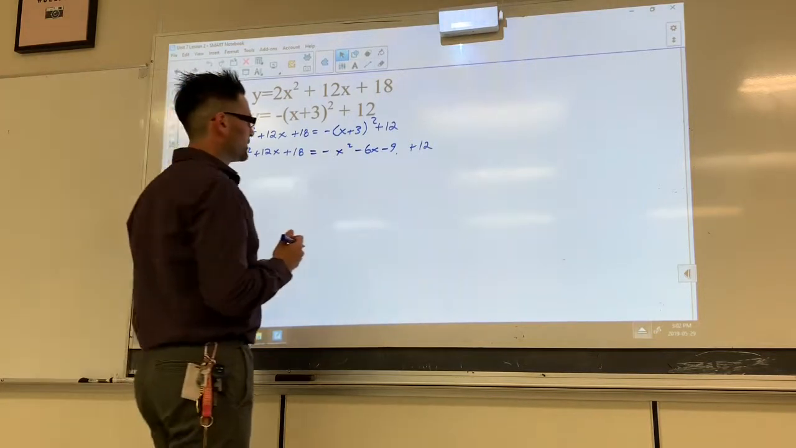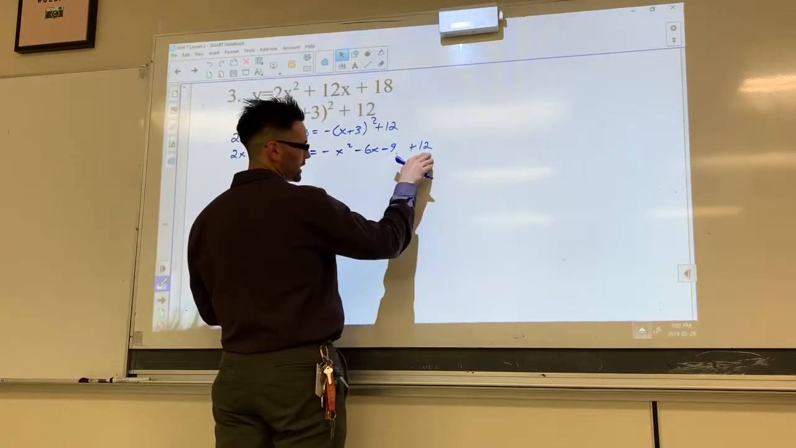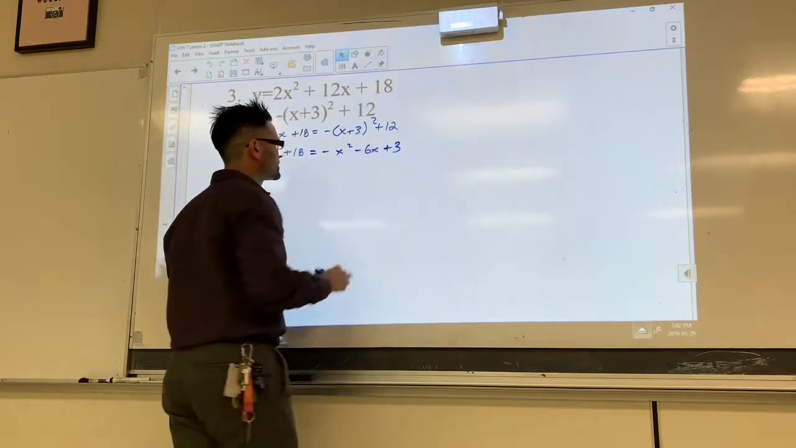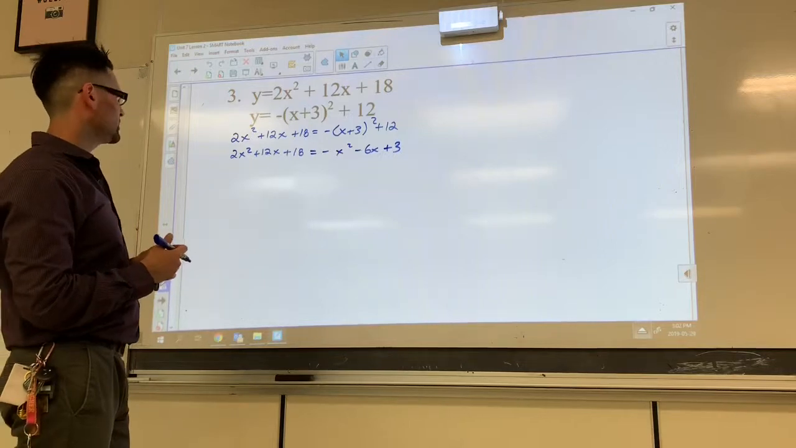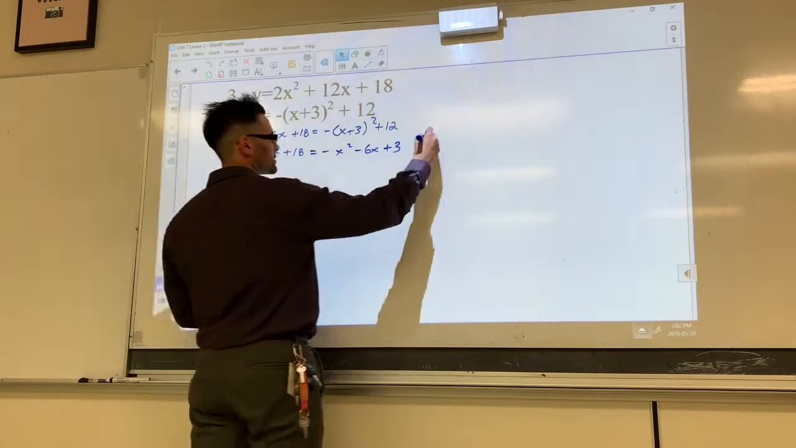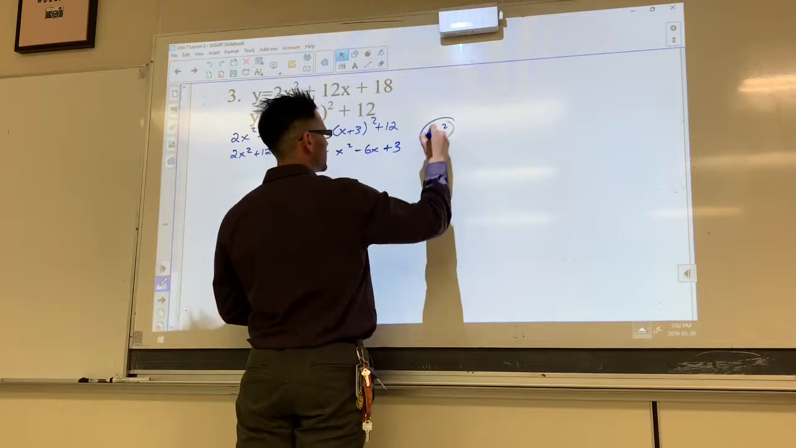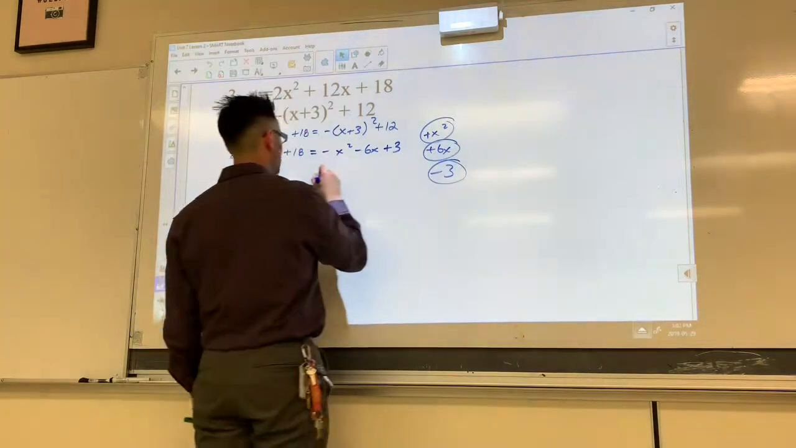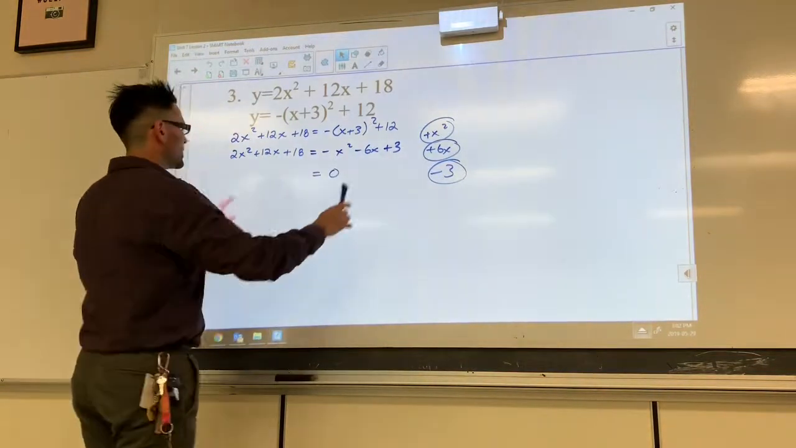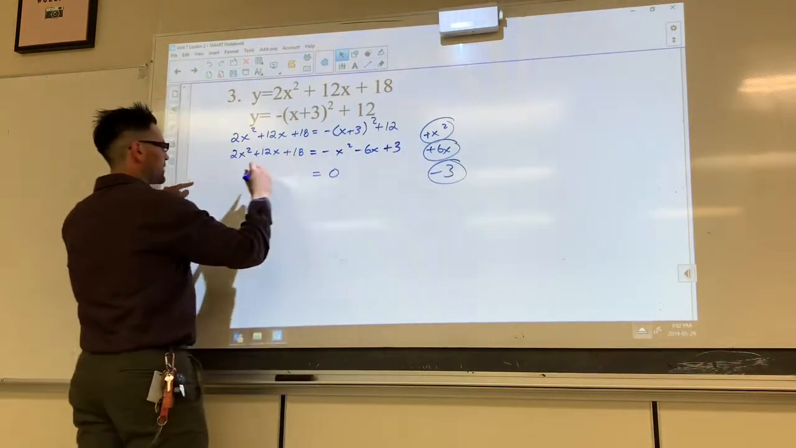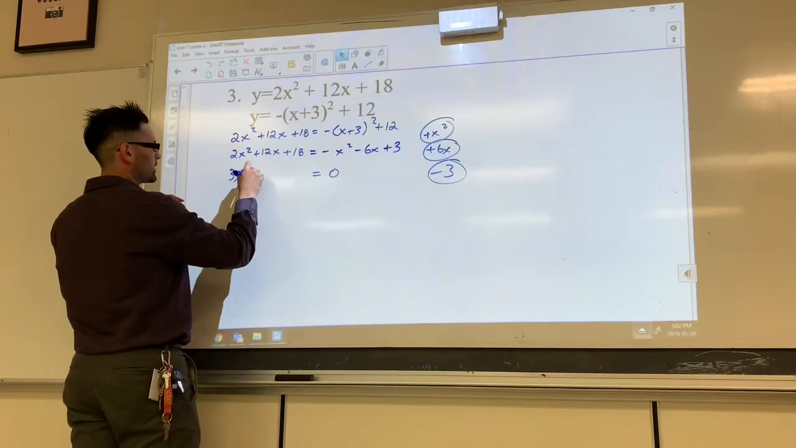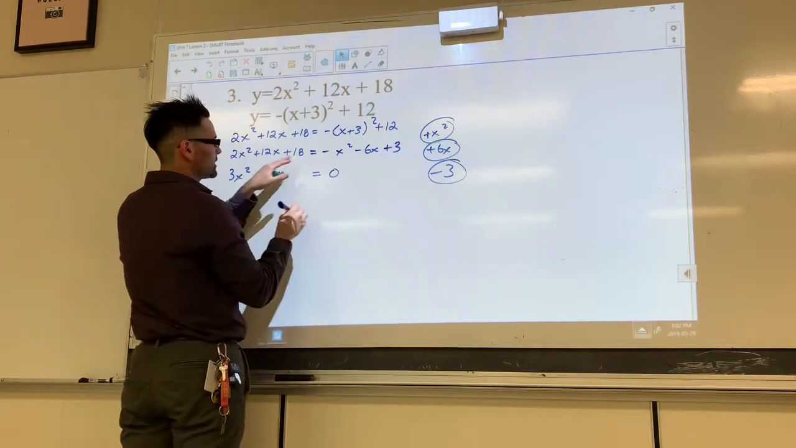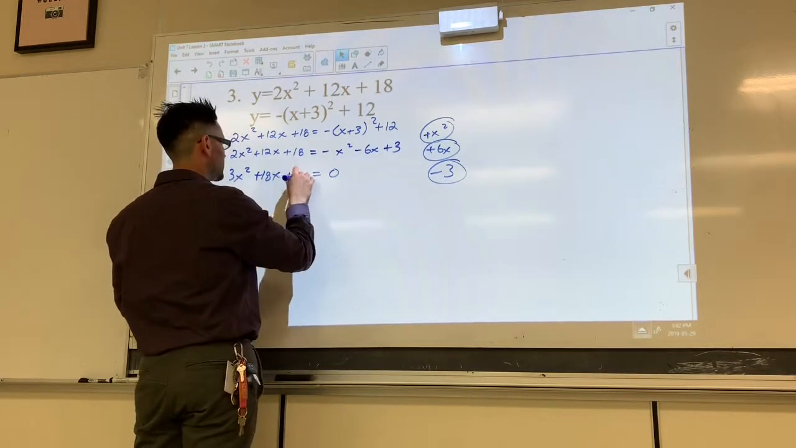Alright. And I can group my like terms, like negative 9 plus 12 is plus 3. Just being a little lazy. And now I'm going to add x squared, add 6x, and subtract 3. So on the right hand side, I'm going to have 0. And then 2x squared plus x squared gives me 3x squared, and then 12x plus 6x, so I get 18x. And then 18 subtract 3, 15.